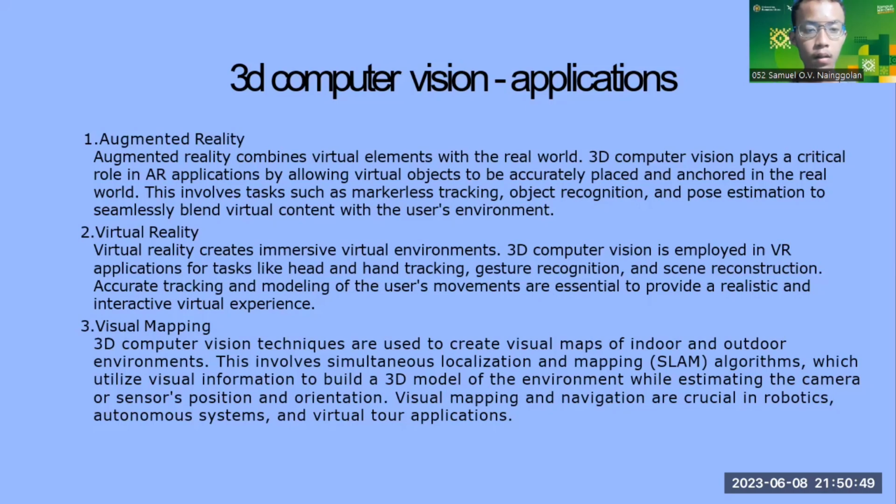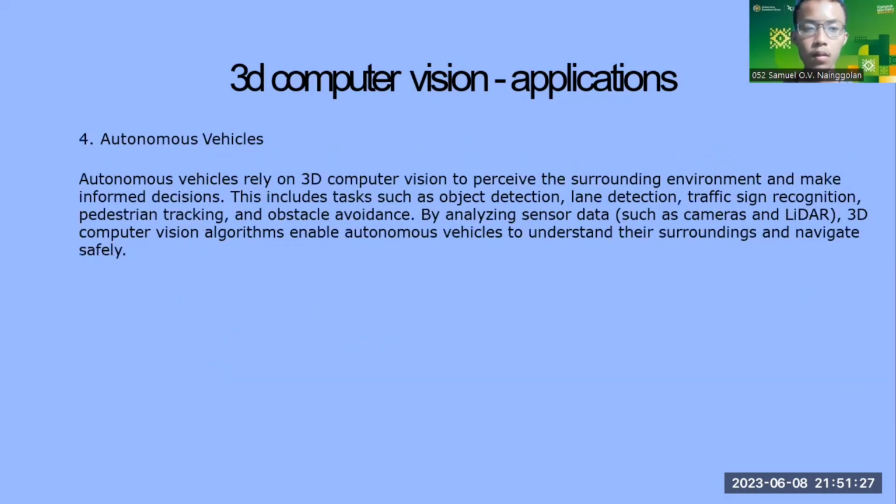Third, visual mapping. 3D computer vision techniques are used to create visual maps of indoor and outdoor environments. This involves simultaneous localization and mapping, or SLAM, algorithms, which utilize visual information to build a 3D model of the environment while estimating the camera or sensor position and orientation. Visual mapping and navigation are crucial in robotics, autonomous systems, and virtual tour applications.